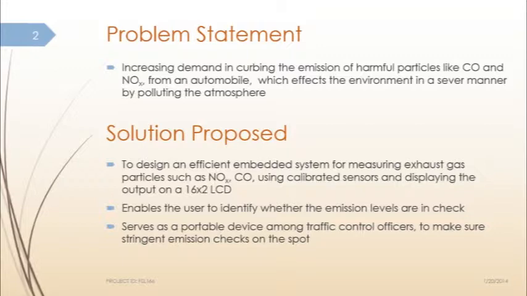This design thus proposes a solution which involves an efficient embedded system for measuring exhaust gas particles such as NOx and CO using calibrated sensors and displaying the output on a 16x2 LCD. The design enables the user to identify whether the emission levels are in check according to the standards. Further, the design serves as a portable device among traffic control officers to make sure stringent emission checks are possible on the spot.